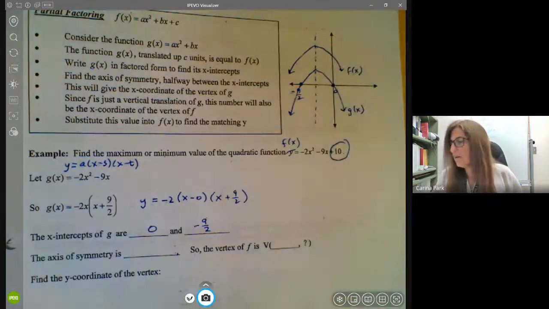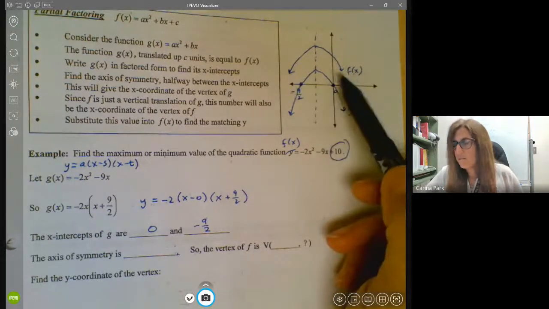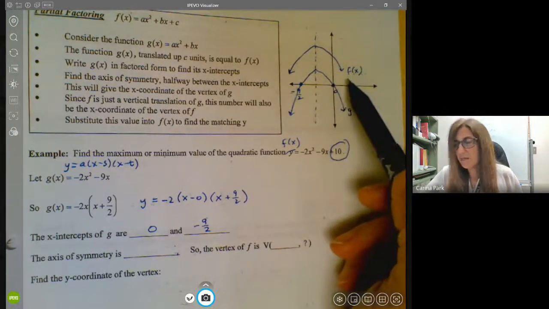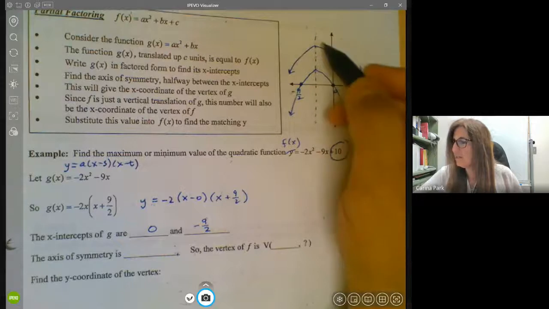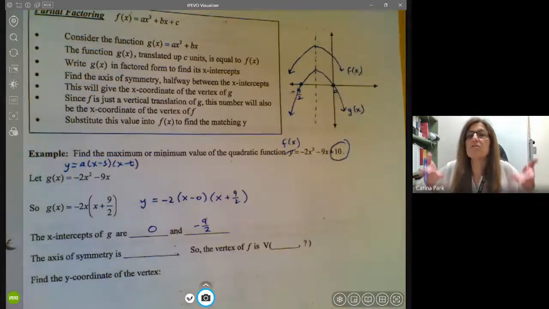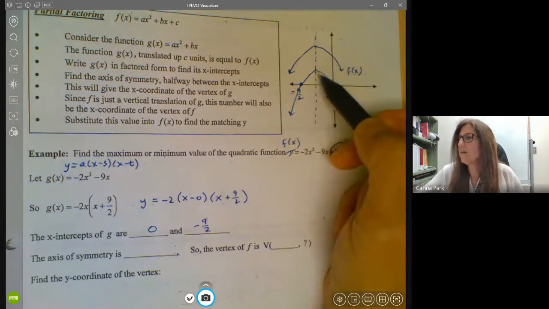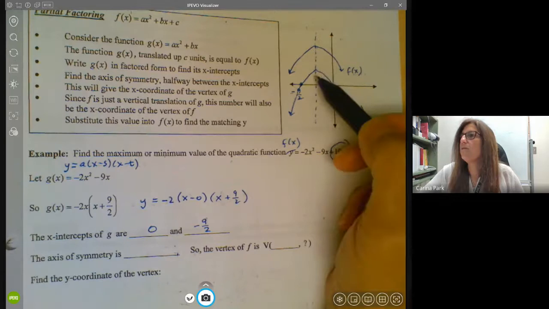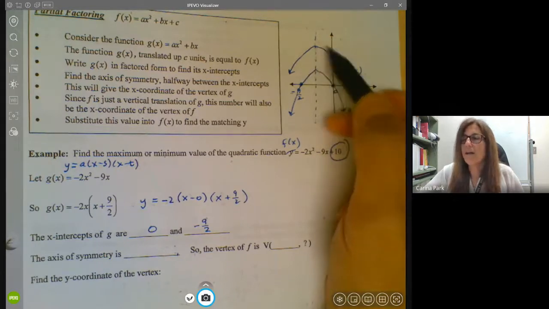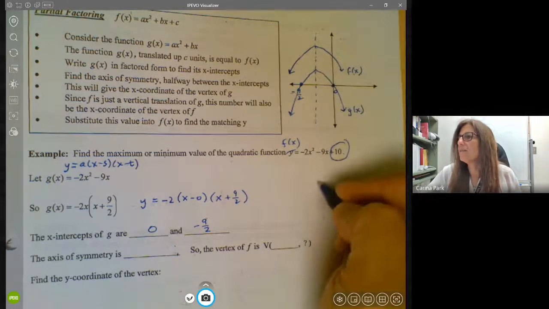That's 10 higher. We don't know the x-intercepts of the f of x, right? We don't know, but we actually don't care. All we need to know is that it has the same axis of symmetry as the g of x, because it just shifted up. So if we know the axis of symmetry of g of x, then we know that the vertex of f of x lies on the same line. So let's calculate the axis of symmetry here.